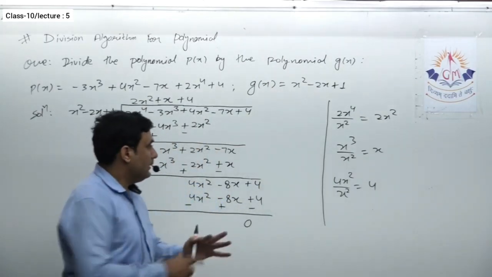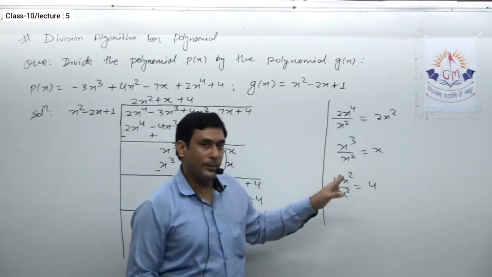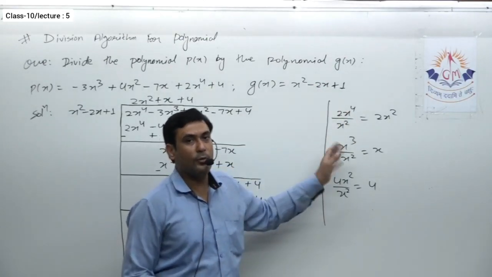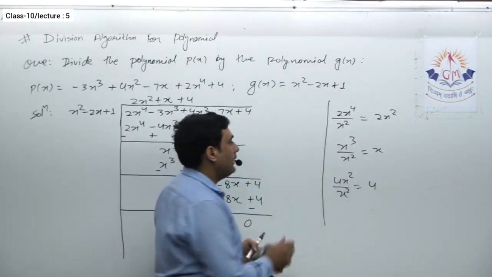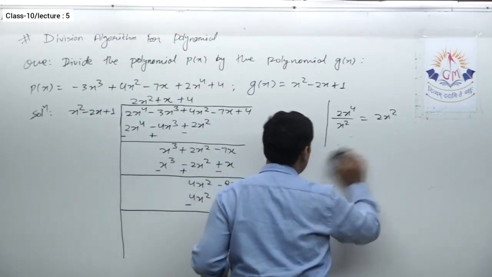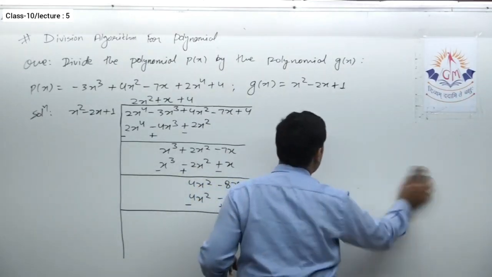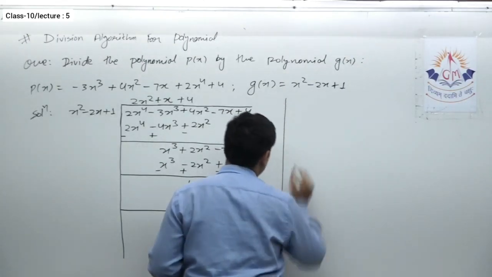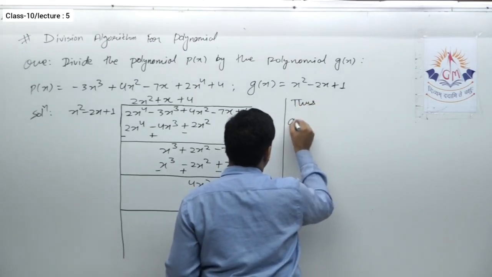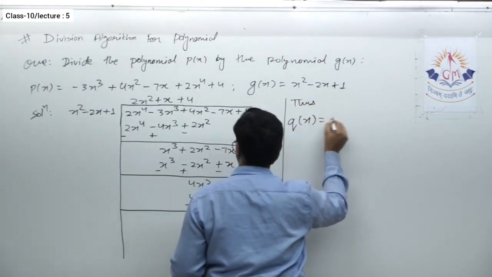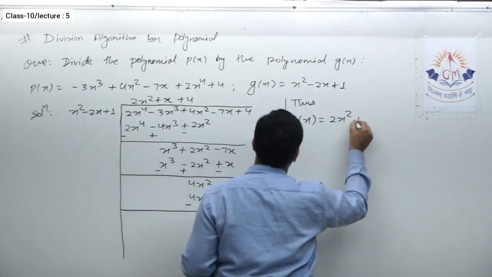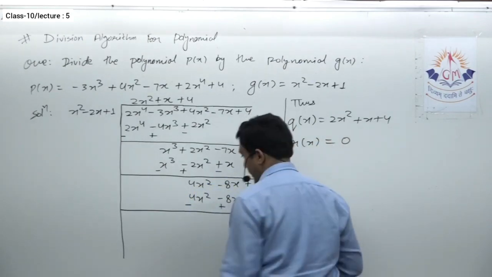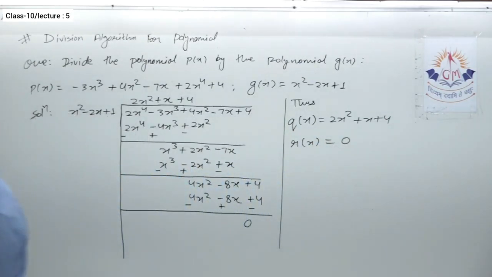Now one thing more, whatever I am doing over here to obtain the terms of the quotient polynomial is not part of the solution. I am doing this just for your convenience. You are not supposed to show this as a solution. You can do it in rough. So here I can conclude with two things. Thus what I will get, the quotient polynomial is equal to 2x square plus x plus 4, and the remainder polynomial is again 0. So please note it down.